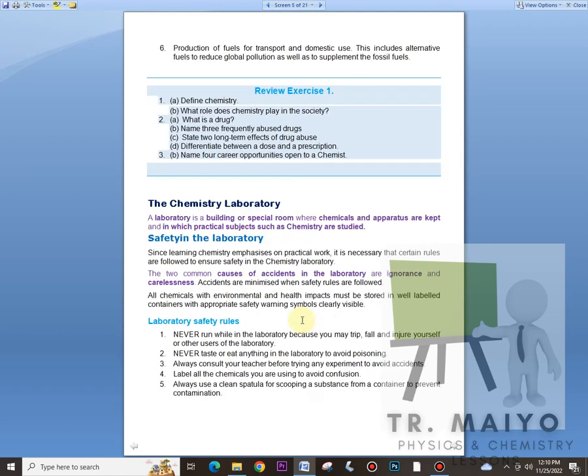Production of fuels for transport and domestic use. This includes alternative fuels to reduce global pollution as well as to supplement the fossil fuels.